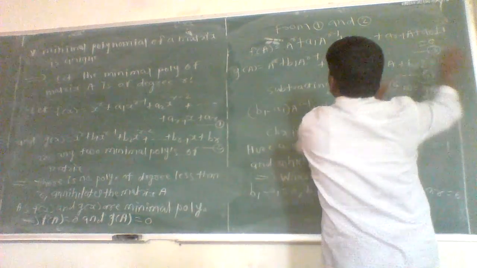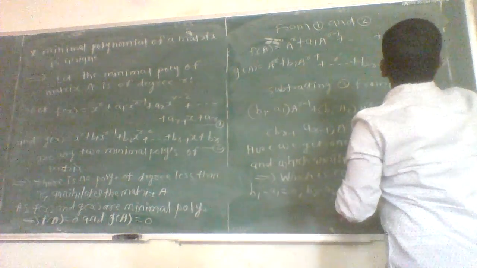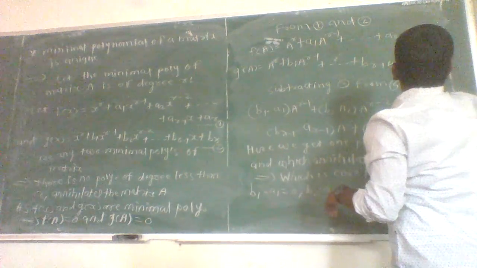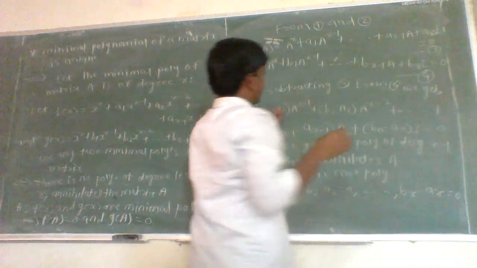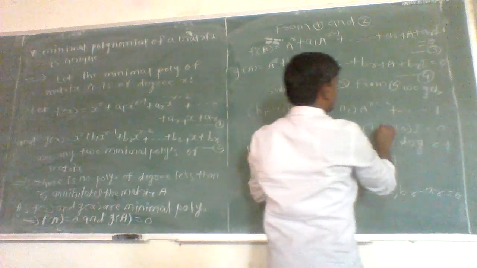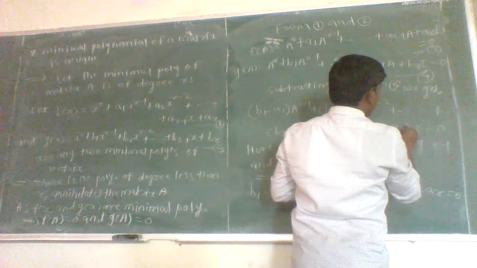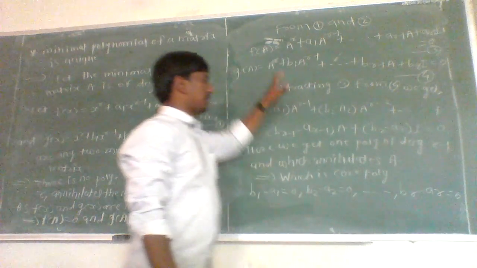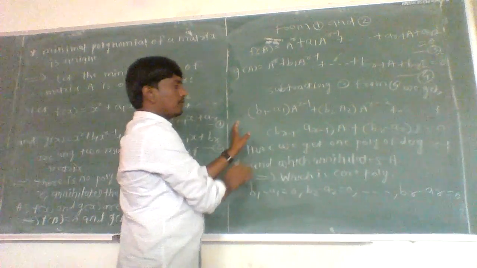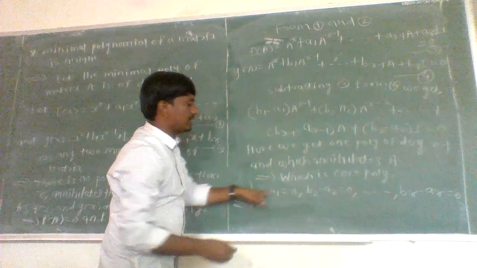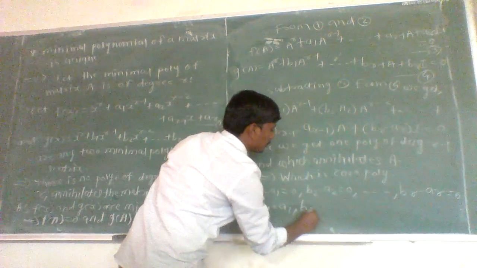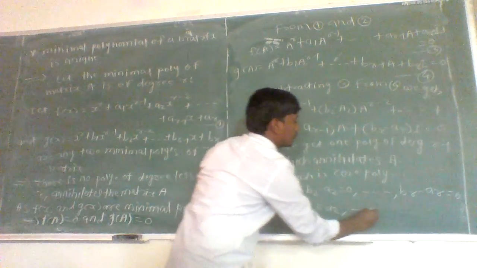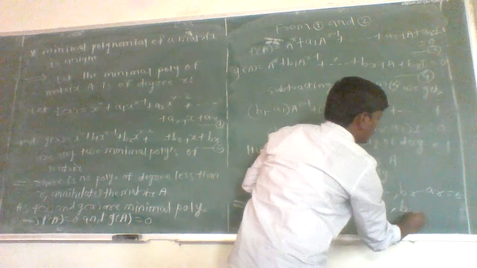Actually, there is no need to take the last term. As b1 minus a1 is equal to 0, then b1 must be equal to a1, b2 equal to a2, and up to so on, b r is equal to a r.